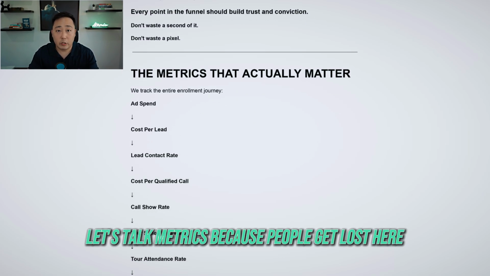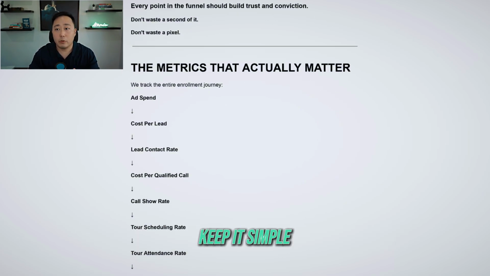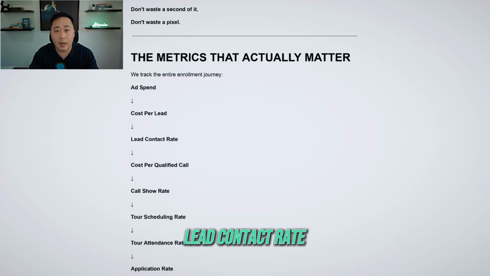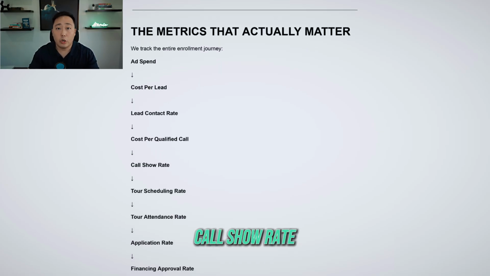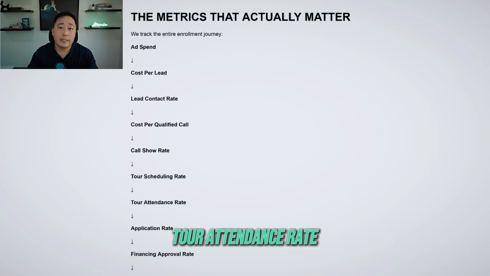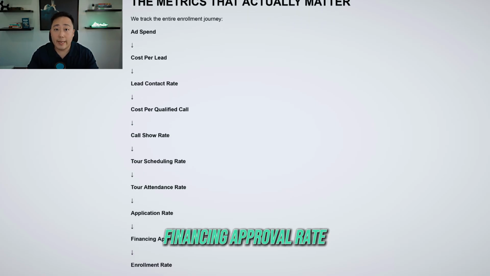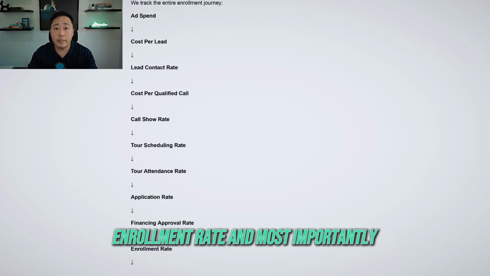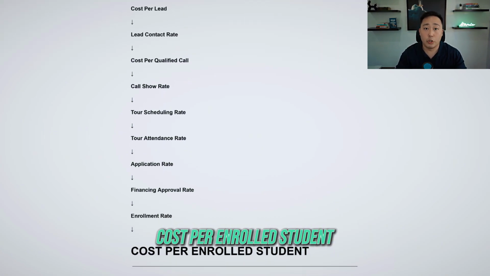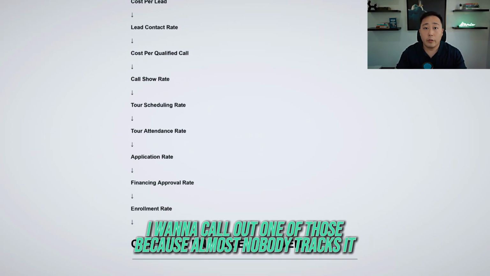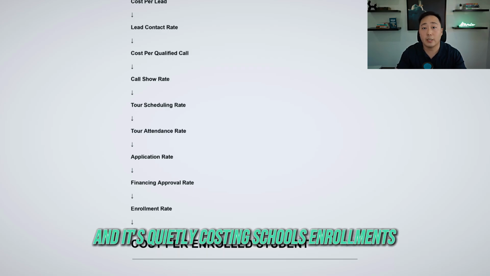Let's talk metrics because people get lost here. Keep it simple. Cost per lead, lead contact rate, cost per qualified call, call show rate, tour scheduling rate, tour attendance rate, application rate, financing approval rate, enrollment rate, and most importantly, cost per enrolled student. I want to call out one of those because almost nobody tracks it, and it's quietly costing schools enrollments.